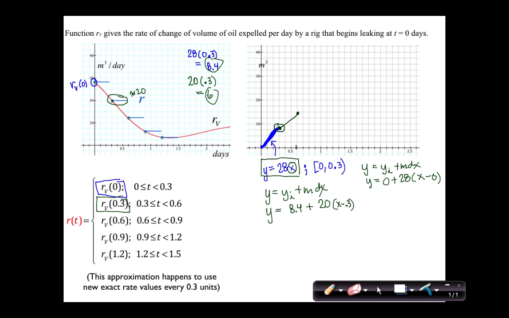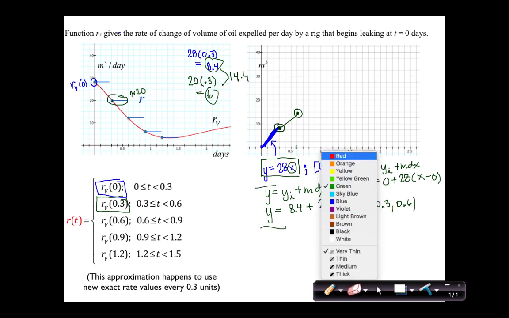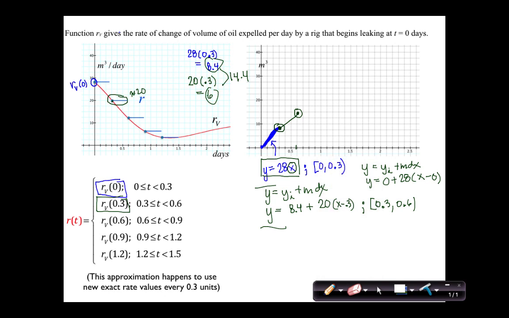So what we've got so far are equations for these two. This second one applies only between 0.3 and 0.6, but if you can see, we could continue this indefinitely. It's just a matter of figuring out what this point is. Luckily, we know it's 14.4. So for the third interval, I'm going to change colors again. For the third interval, I'm going to be using this rate, maybe about 12. So this is the numerical approximation. We're going to do this with symbols in just a minute.